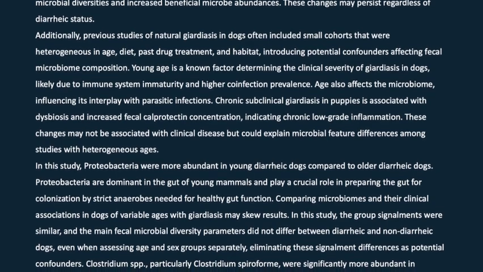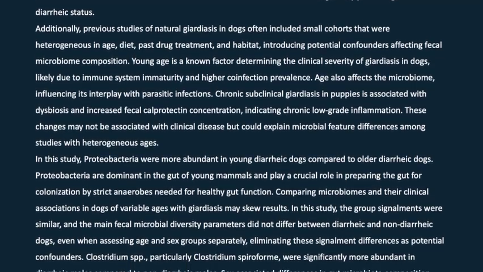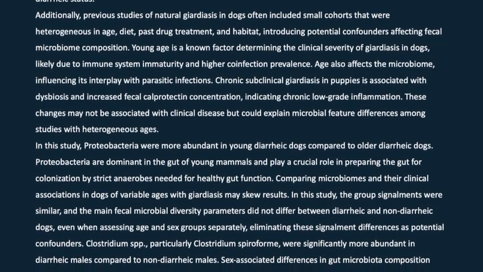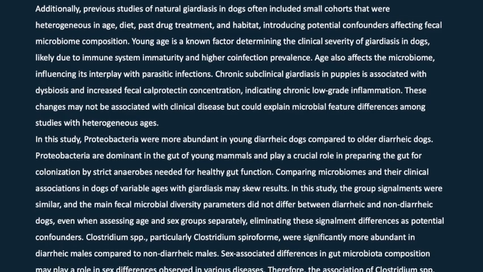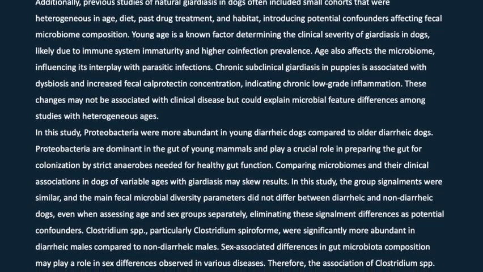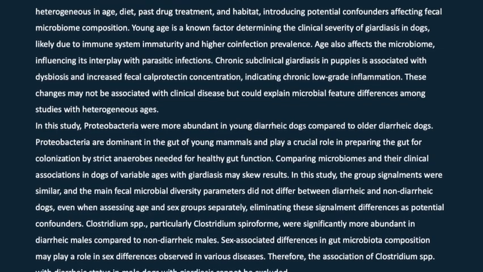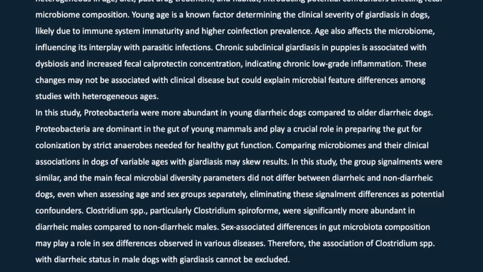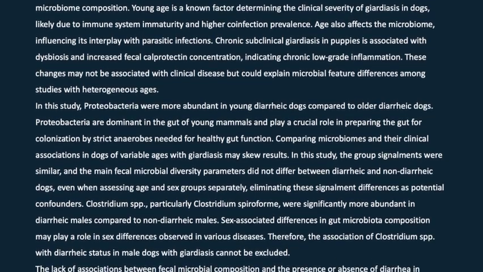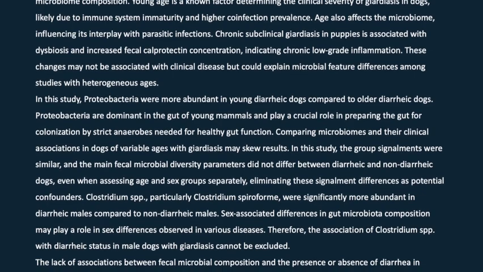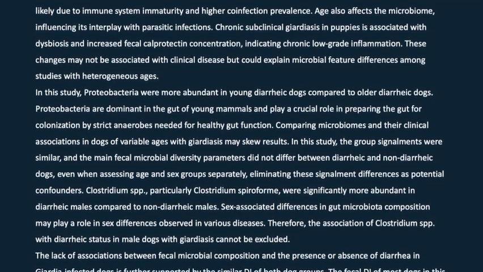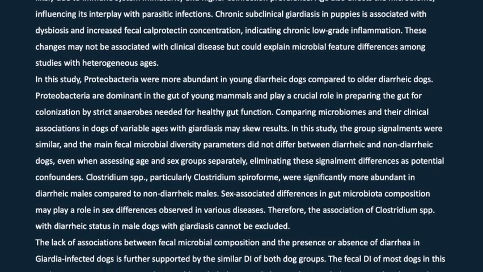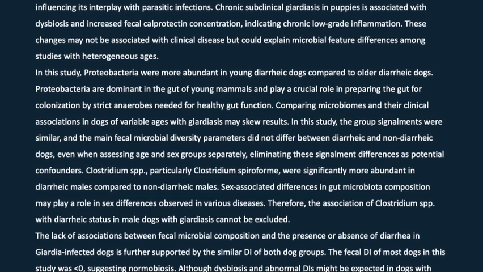In this study, Proteobacteria were more abundant in young diarrheic dogs compared to older diarrheic dogs. Proteobacteria are dominant in the gut of young mammals and play a crucial role in preparing the gut for colonization by strict anaerobes needed for healthy gut function. Comparing microbiomes and their clinical associations in dogs of variable ages with giardiasis may skew results. In this study, the group signalments were similar, and the main fecal microbial diversity parameters did not differ between diarrheic and non-diarrheic dogs, even when assessing age and sex groups separately, eliminating these signalment differences as potential confounders.